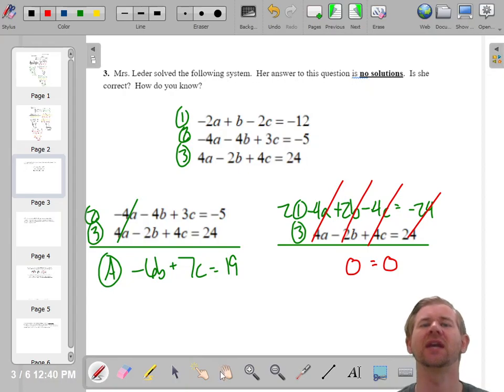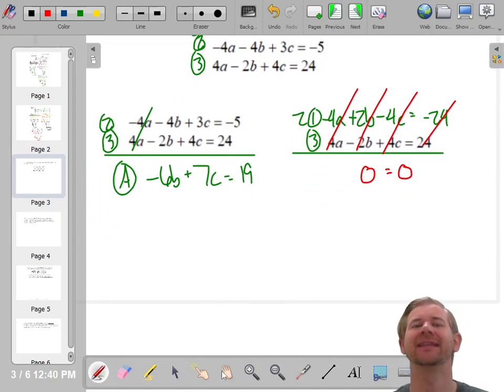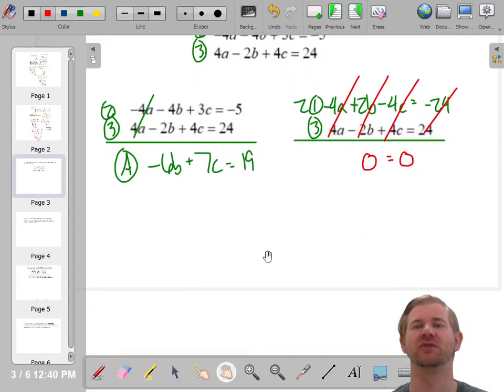You can't change that from being the case. 0 always equals 0. If you get a true statement, that doesn't mean that there's, what'd she say, no solution? It doesn't mean that there's no solutions. It means that it's always true. This is an always true statement. 0 equals 0 means there are many solutions.